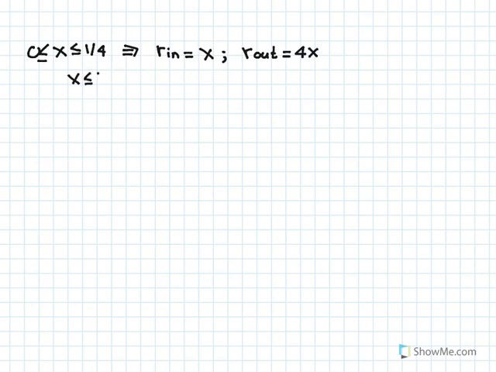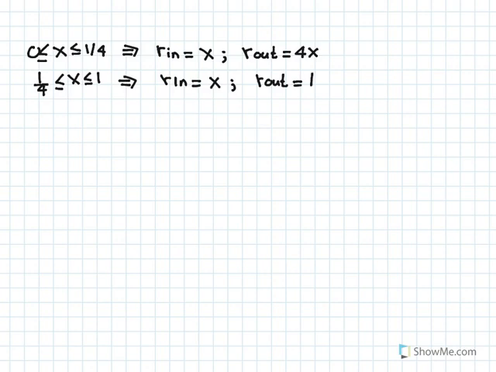When x is between 0 and 1/4, the inner radius is equal to x. The outer radius is equal to 4x. But when x is between 1/4 and 1, the inner radius, that doesn't change, is still x, but the outer radius has changed. The outer radius is equal to 1.